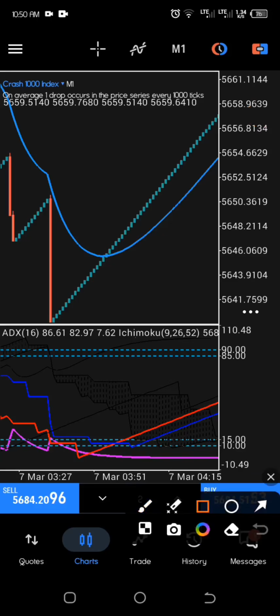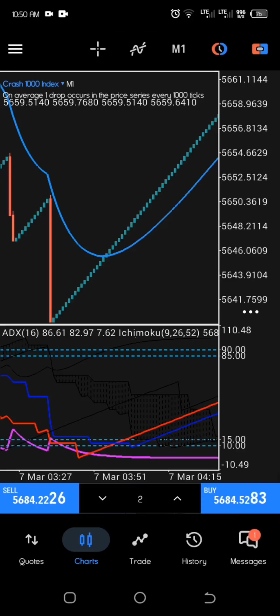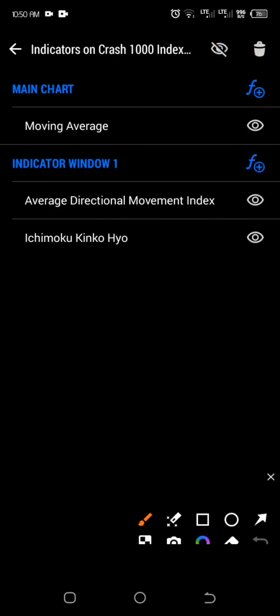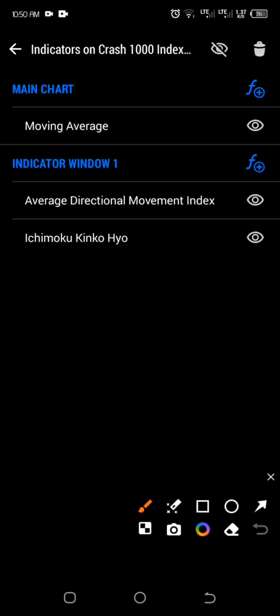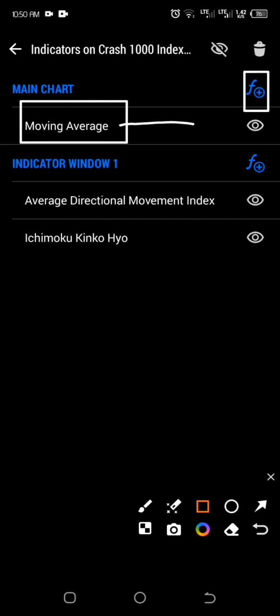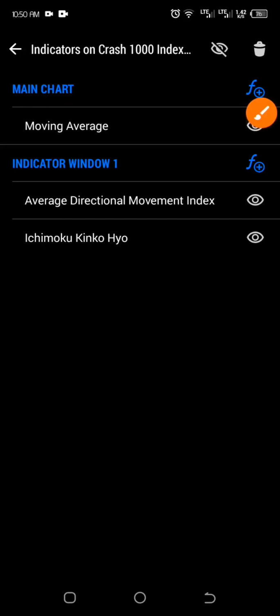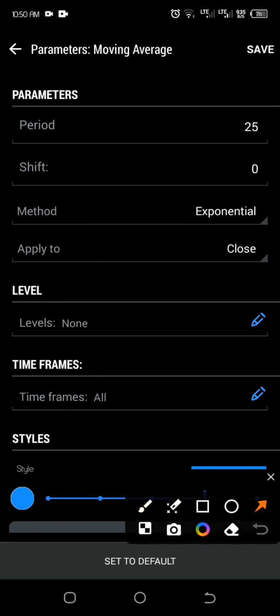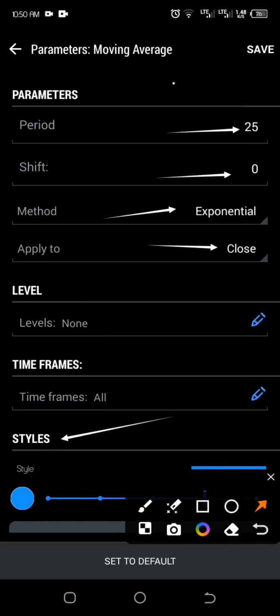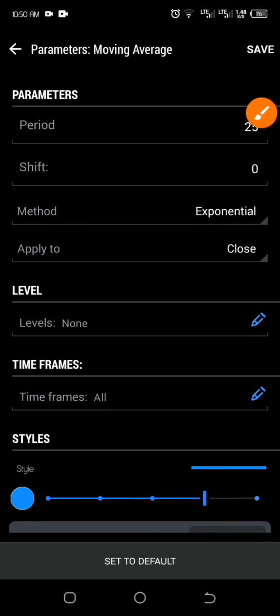So what you are going to do is just click on this icon you are seeing at the top. When you click on it, it's going to direct you to where you're going to add all your indicators. And the first indicator is going to be the moving average. So how do we add this moving average? We click on this F icon here, we search for moving average, and these are the parameters. The period is 25, shift is 0, method is exponential, apply to close, and for the style use any color of your choice and click on save. So that is the first setting we need for this strategy.